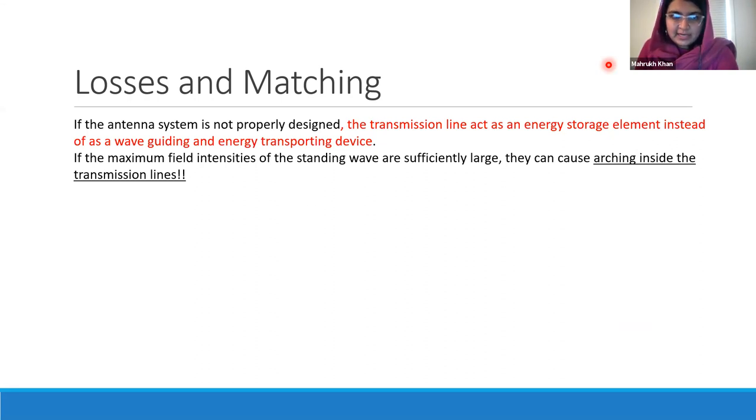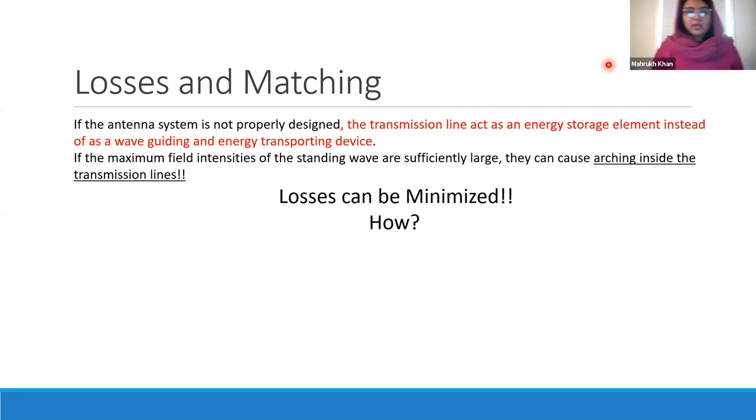One more thing is that if the antenna system is not properly designed, instead of acting as a radiation device, it will act as an energy storage device. And if you have really large standing waves, you will see some arcing inside the transmission line, which is not at all acceptable. So it's the job of the antenna designer or RF engineer to minimize the mismatch losses and transfer the maximum power towards the load. So we want to see how we can minimize our losses.